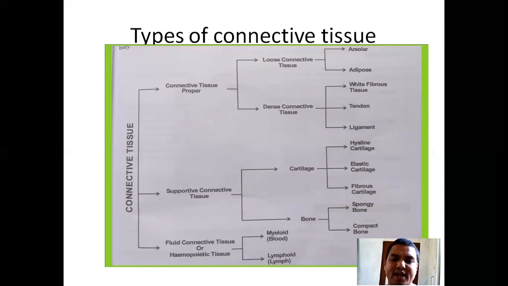is again divided into two parts: cartilage and bone. There are four types of cartilage: hyaline cartilage, elastic cartilage, fibrous cartilage, and calcified cartilage. Bone is of two types: spongy bone and compact bone. And fluid connective tissue is of two types: blood and lymph.